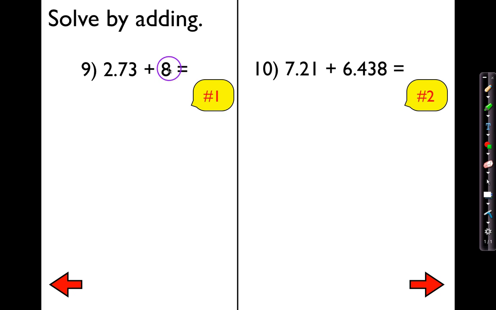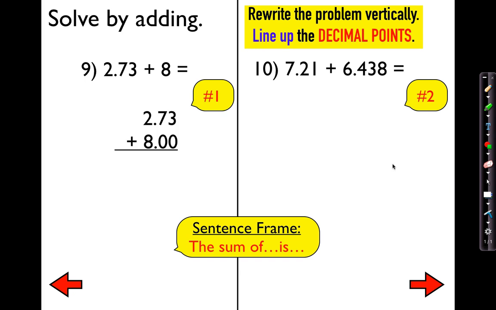Well, think of this as $8. How would you write $8? Would you write $8 like this? Or would you write $8 like this? Would the zeros go here or go here? Think logically. What makes more sense? Obviously, this should be your answer. So with that said, hopefully you lined up the decimals like so, and then simply add it and be left with 10 and 73 hundredths.